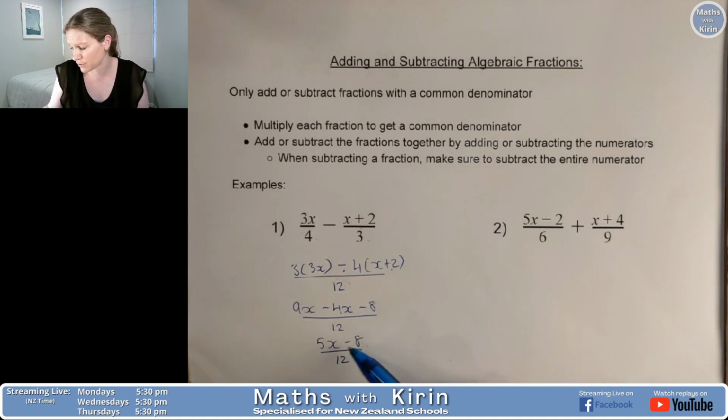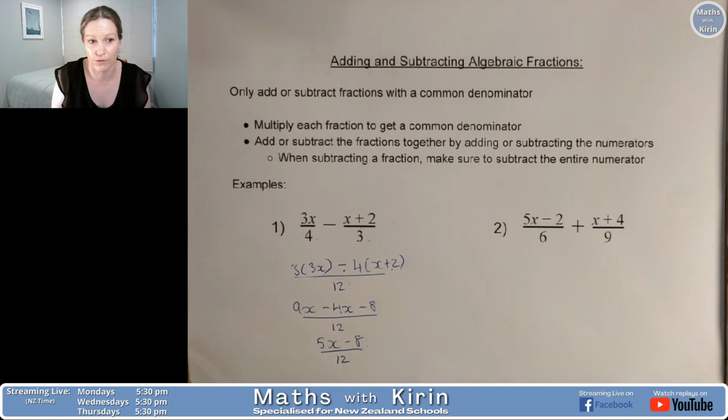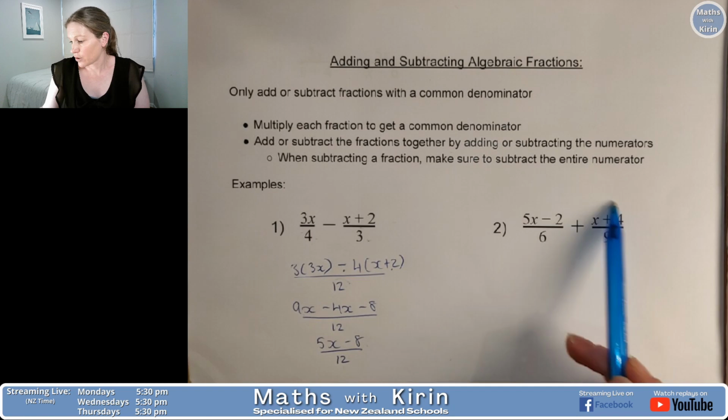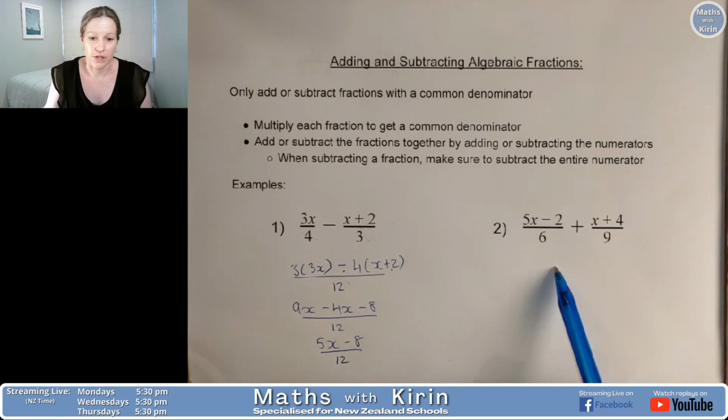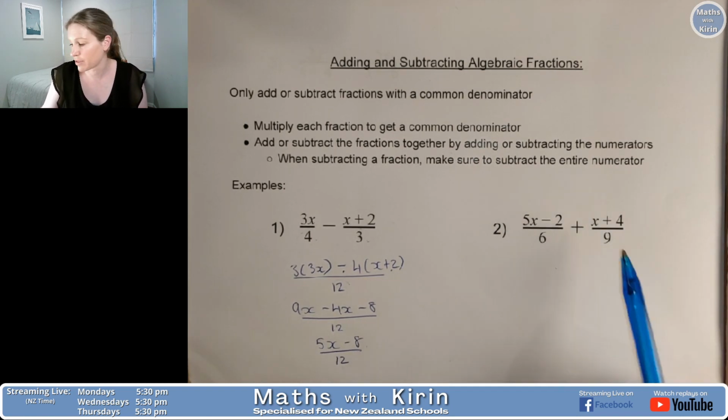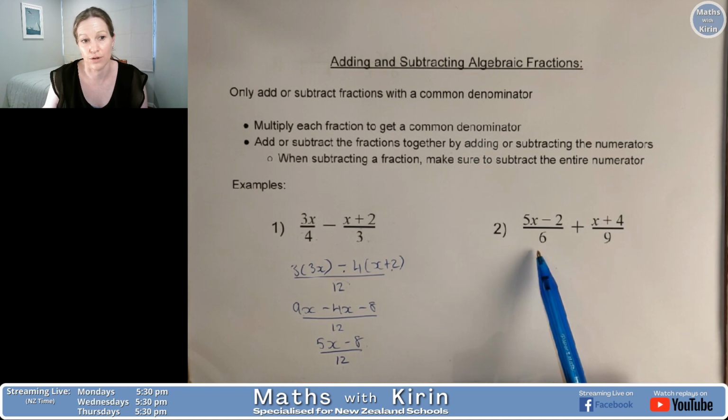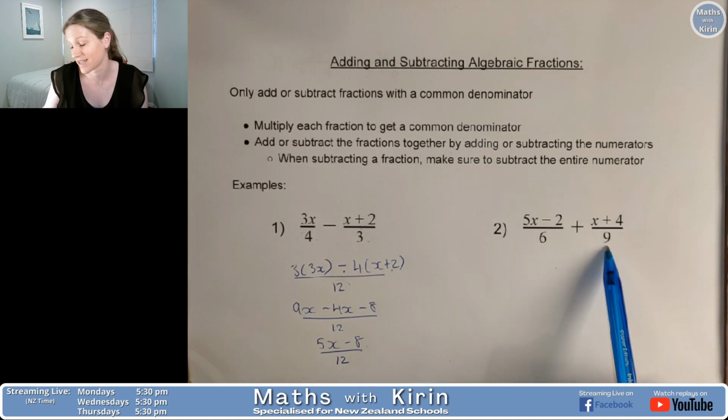So we just finished that first question. We've got 5x minus 8 all over 12. For question 2, this time we're adding 2 fractions, but we still want to do the same thing. So we want our lowest common denominator. We've got a 6 and a 9.